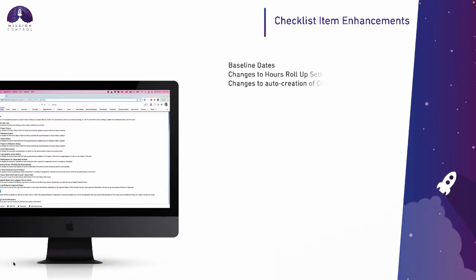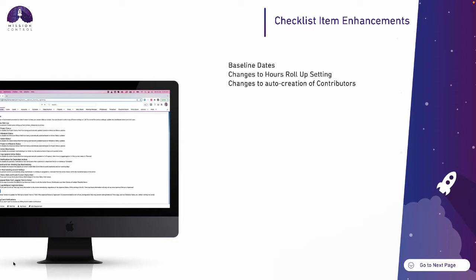Checklist items, a couple of enhancements there. We've introduced the ability to track baseline dates at the checklist item level, really just to mirror what's happening at the action, milestone, and project levels. We've also made some changes to the hours roll-up setting.